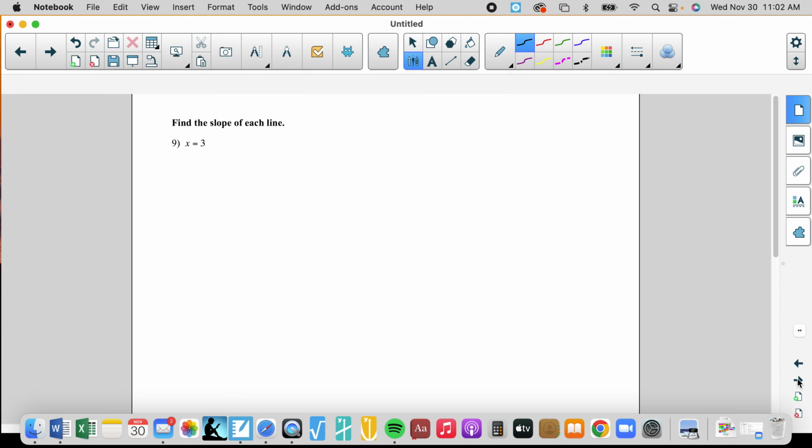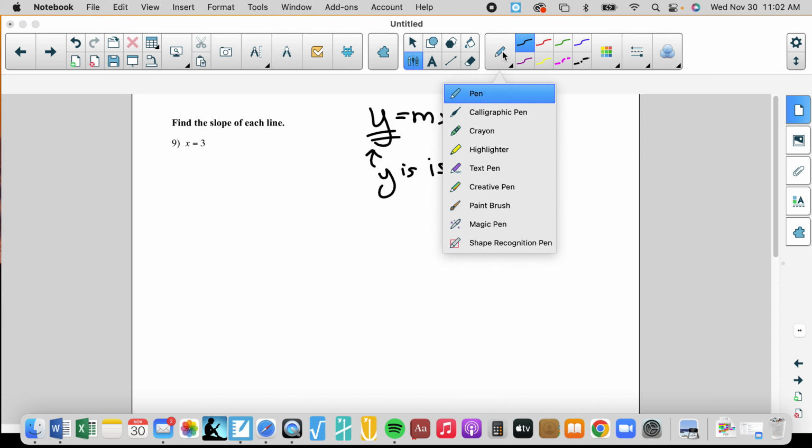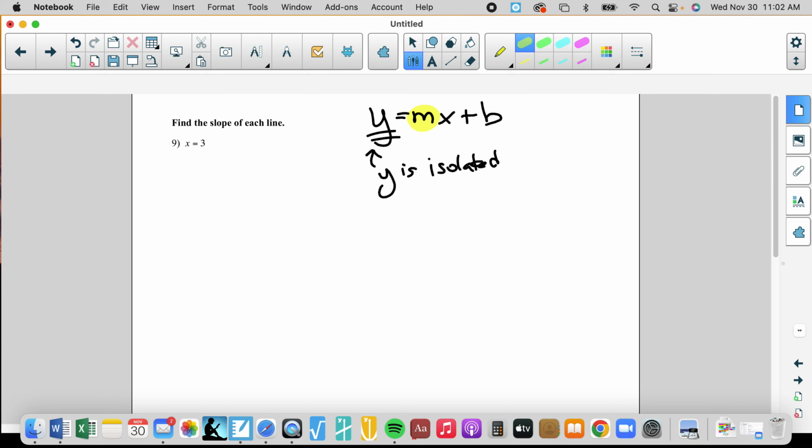So find the slope of each line. Well, we need to make sure that it is in slope-intercept form, which isolates y. Y is isolated. It's by itself. We want to solve for y because in this case, when y is by itself, the coefficient of x is going to be the slope. M equals the slope. And b is going to be the y-intercept.